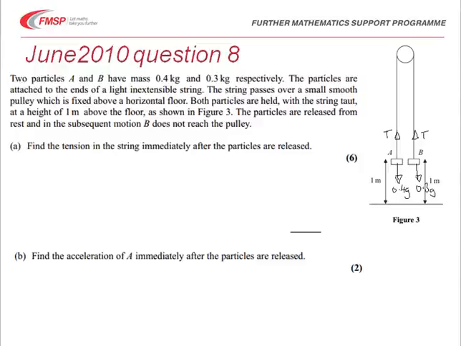So using F equals ma for each of the particles in turn, taking A first of all and using the positive direction as being downwards because that's the way it's going to accelerate, we get that 0.4g minus T is equal to the mass 0.4 multiplied by the acceleration a. In a similar fashion, this time taking the positive direction as being upwards, T minus 0.3g is 0.3a.